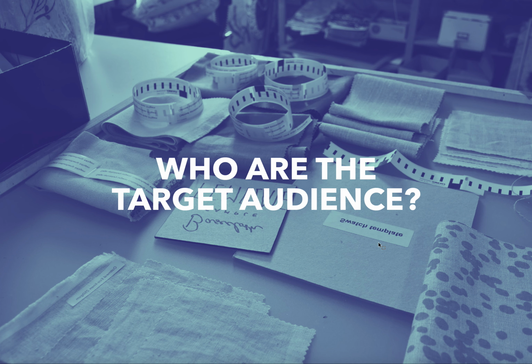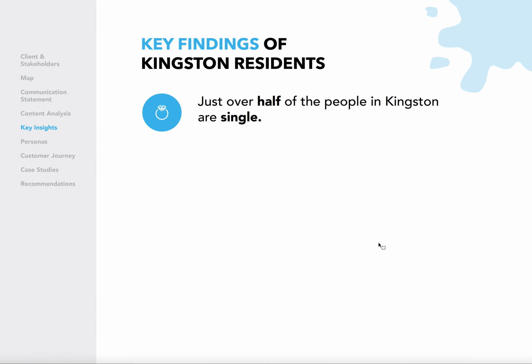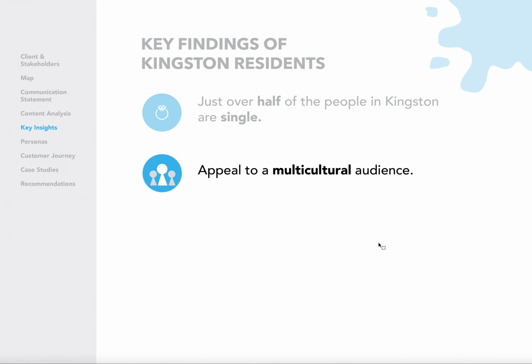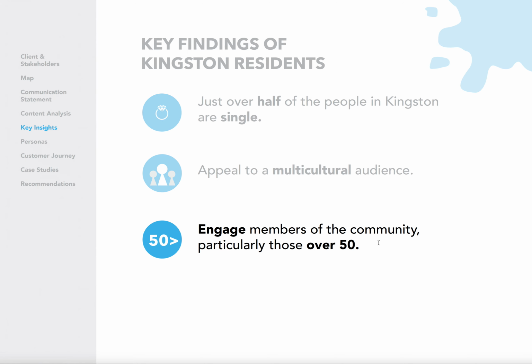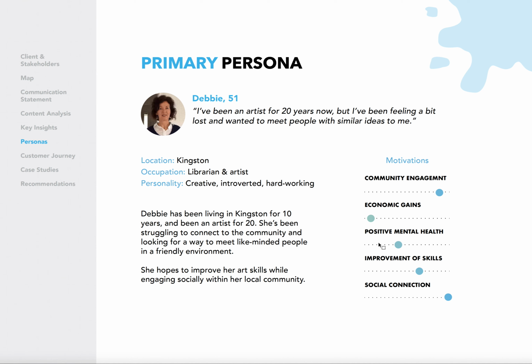So who is the target audience? So our key findings were that just over half of the people in Kingston are single, so this could be a result of social isolation. We also want to appeal to a multicultural audience and engage members of the community, in particular people over the age of 50. So our primary persona is the most common user.